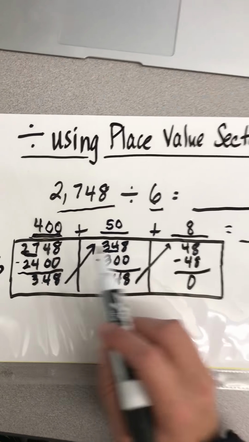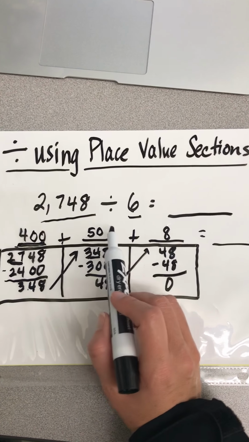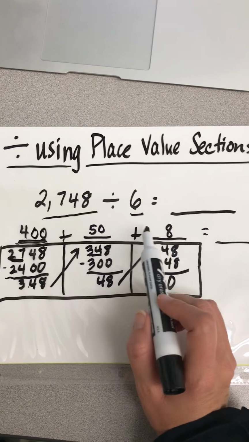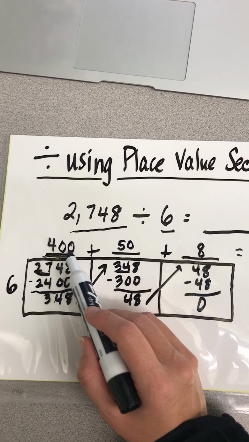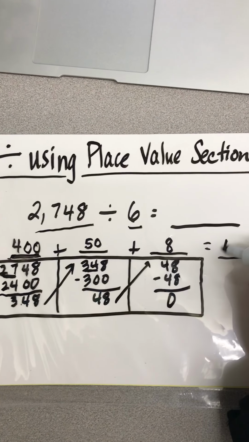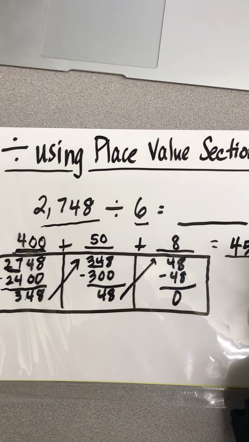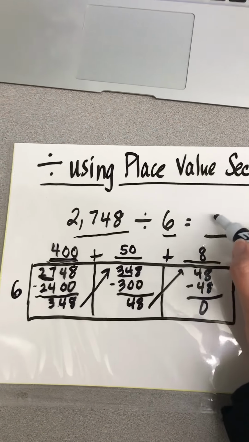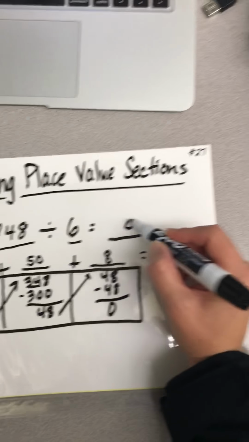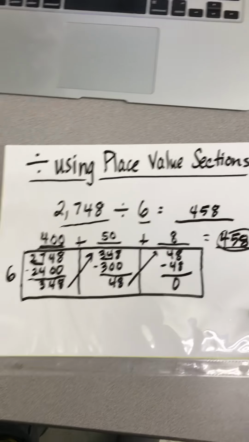So we're not quite done yet because at the very end we have to add up the expanded form that's up here and figure out what that final quotient is. So I have 400 plus 50 plus 8, which gives us 458 at the very end for our final quotient. So that'll be our answer. 458 is our final quotient.